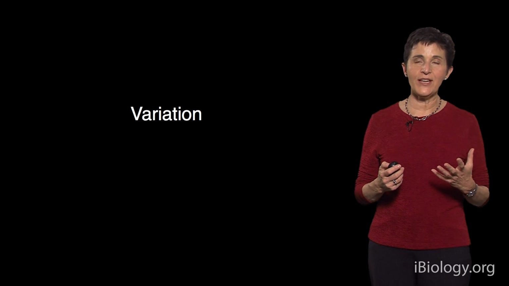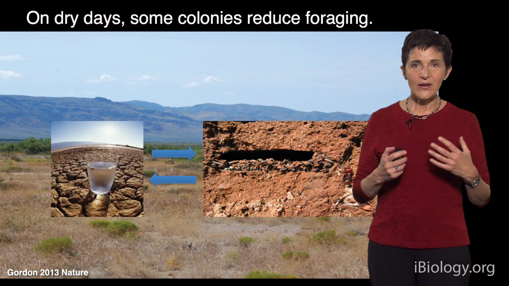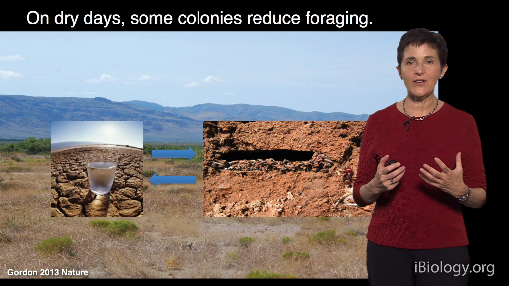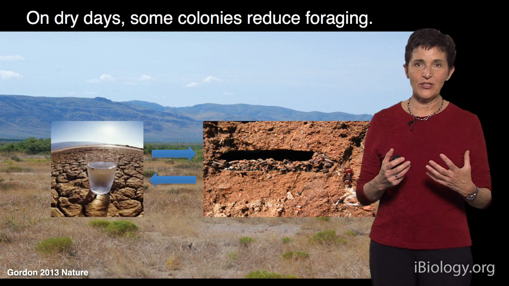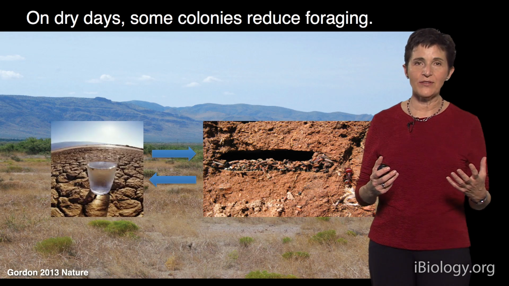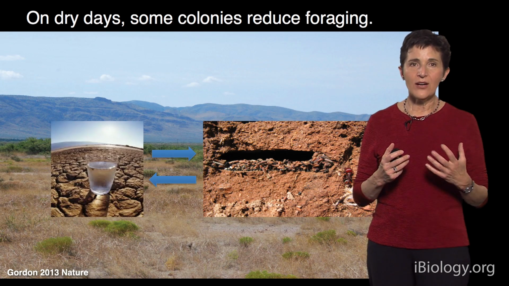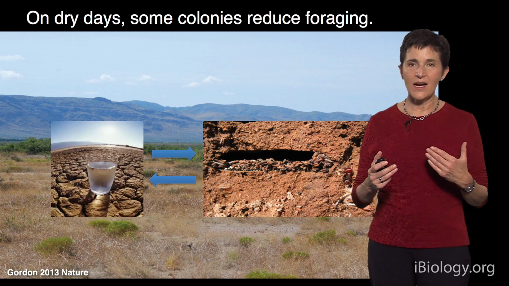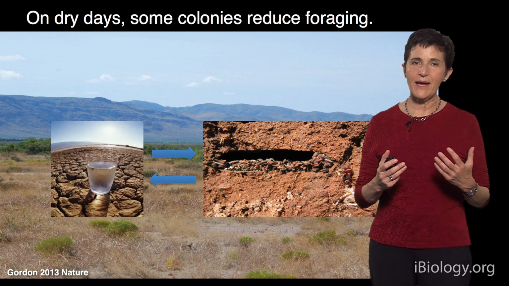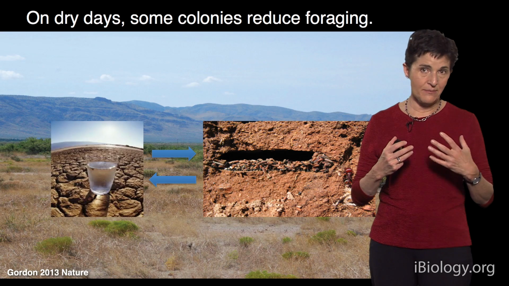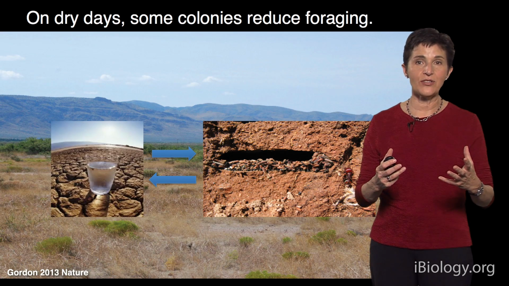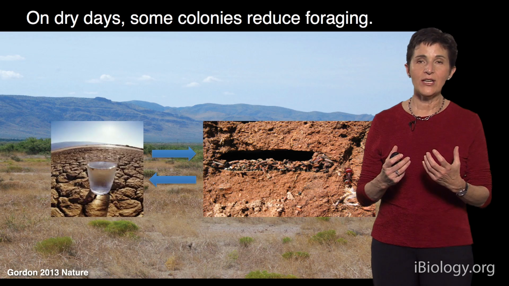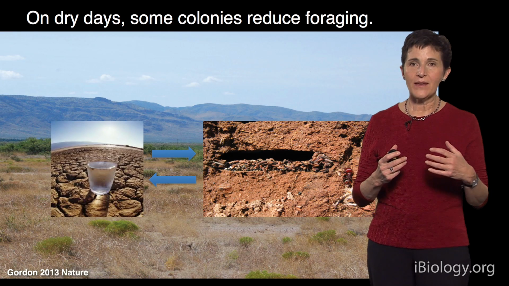So first of all, variation. We find that there is variation in the regulation of foraging in this population of colonies. On dry days, some colonies reduce foraging. That is, colonies are different in how they manage this trade-off between spending water by going out to search and getting water in the seeds that they eat.